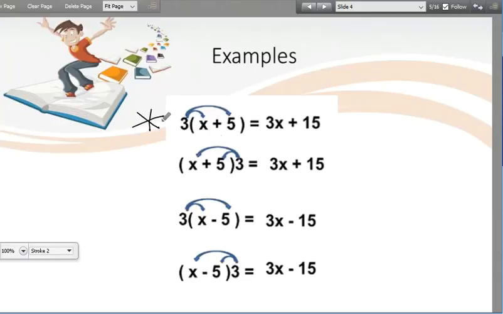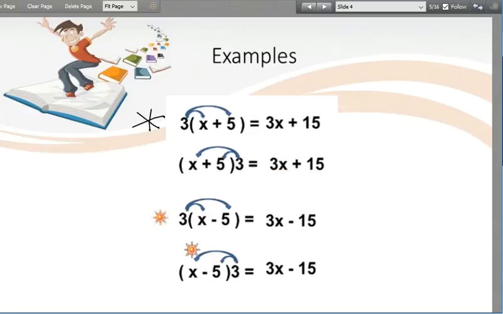Let's say we have 3 times x plus 5. You can see that the 3 gets multiplied by the x, and then that gives us our 3x. 3 gets multiplied by the 5, that gives us our positive 15. Okay, in this case, we have the parenthesis first next to a number. So this number 3 has to get multiplied by the 5, and it has to get multiplied by the x. 3 times 5 is 15. 3 times x is 3x.